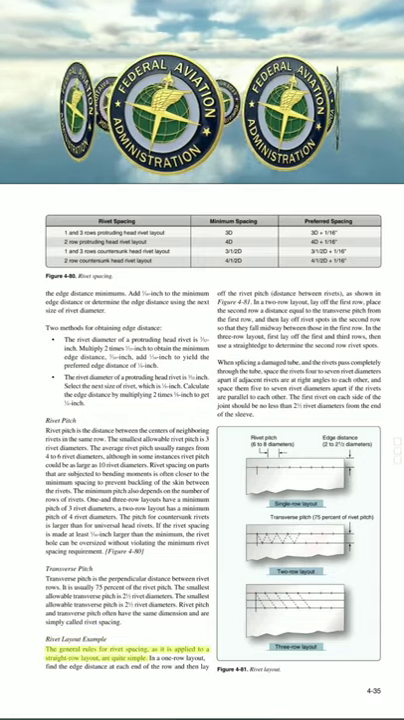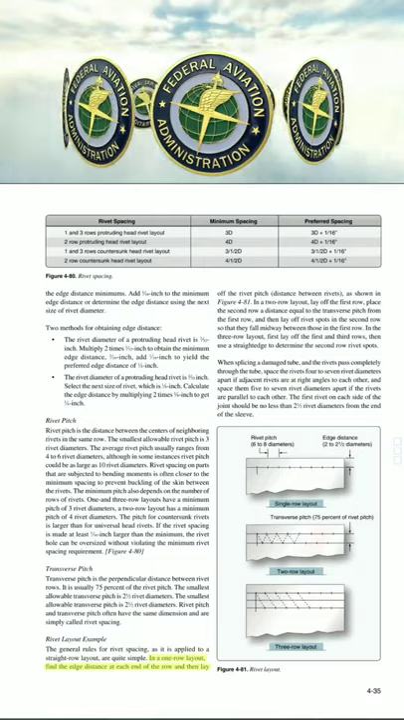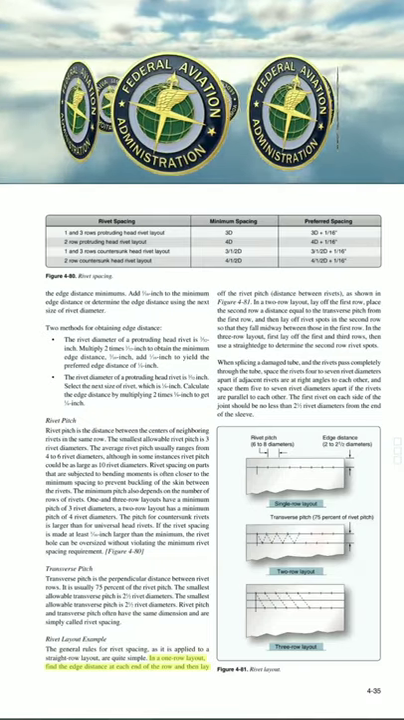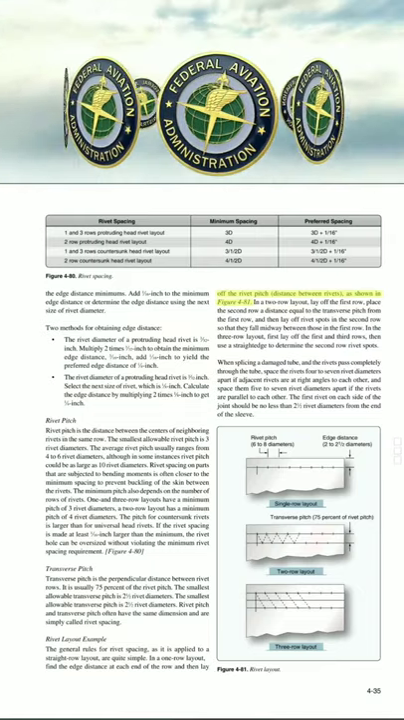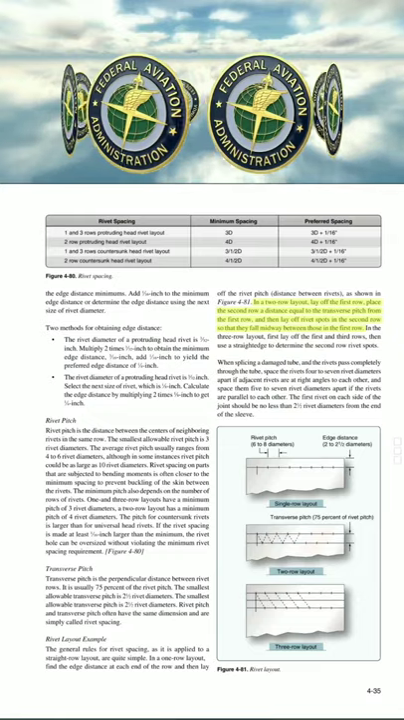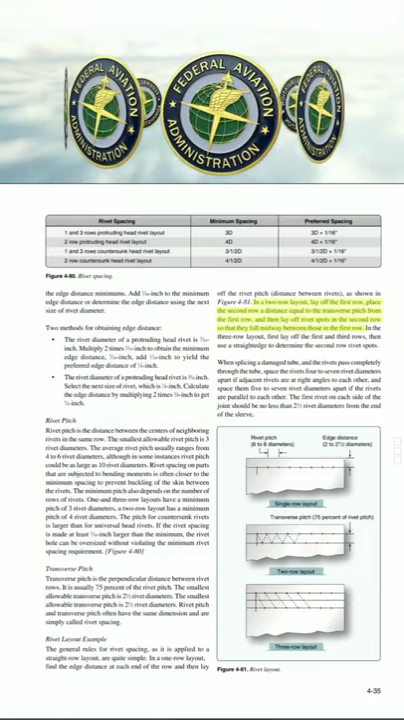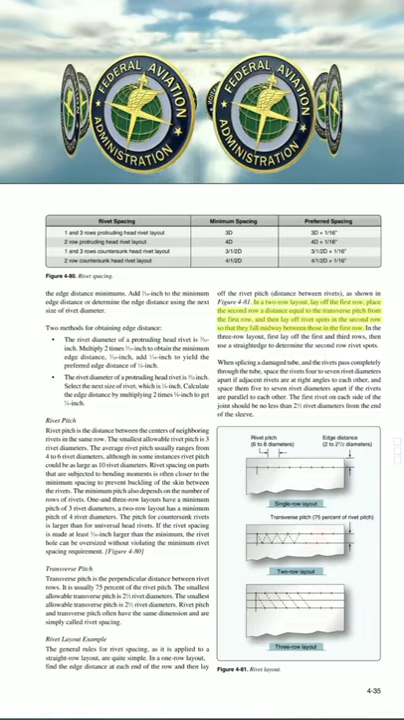The general rules for rivet spacing, as it is applied to a straight row layout, are quite simple. In a one row layout, find the edge distance at each end of the row and then lay off the rivet pitch, distance between rivets, as shown in figure 4-81. In a two row layout, lay off the first row, place the second row a distance equal to the transverse pitch from the first row, and then lay off rivet spots in the second row so that they fall midway between those in the first row.